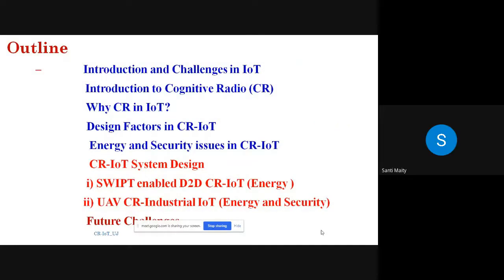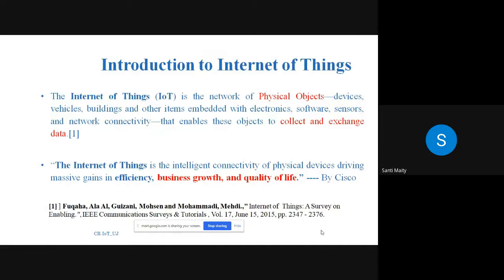Okay. So just what is IoT? IoT is the connection of objects through the internet and using different communication technologies. These objects may be devices, buildings, vehicles or other things, and they should be equipped with different types of electronics, software, sensors, or connectivity. So this is the essential requirement.